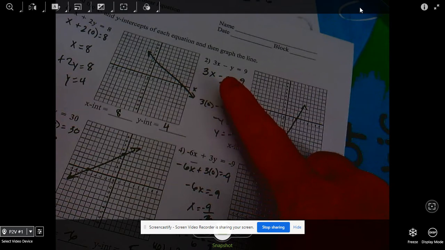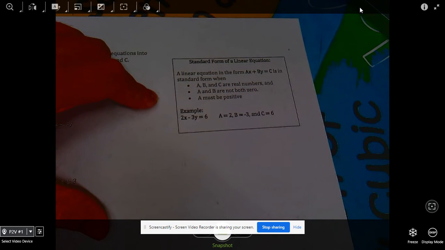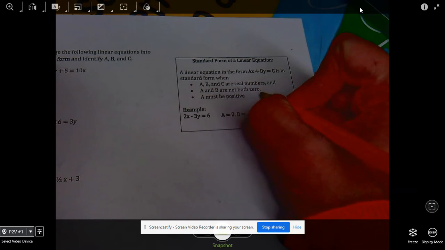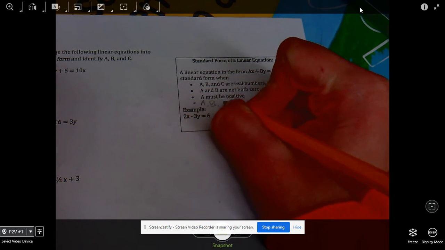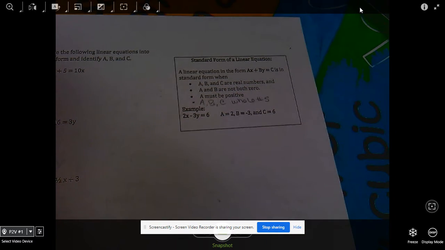Now, let's talk more about standard form. This number x, number y equals a number. This is the form ax plus by equals c, where a, b, and c are real numbers. A and b are not both 0, and a must be positive. Another thing I forgot to mention is they're whole numbers, meaning there's not going to be any fractions.